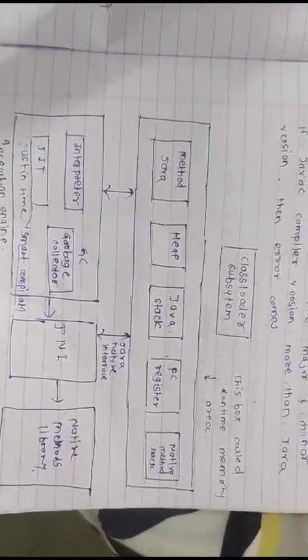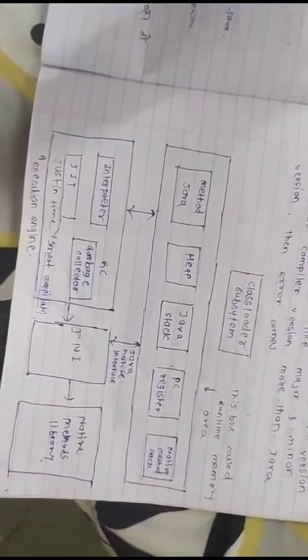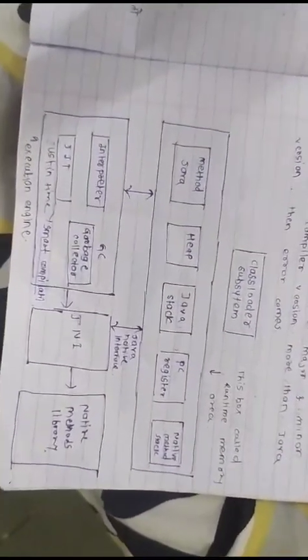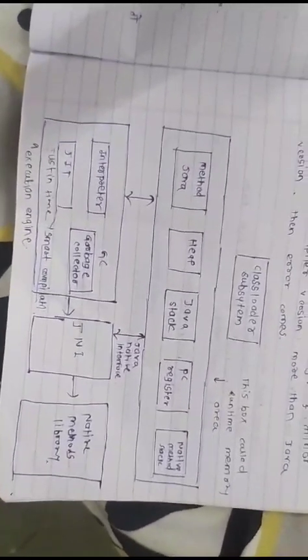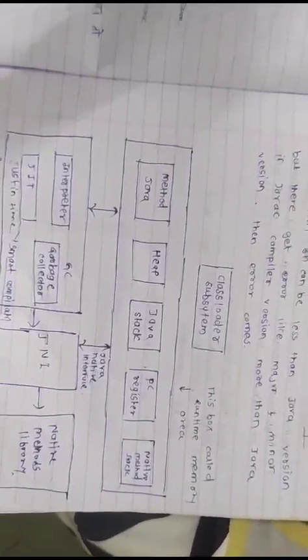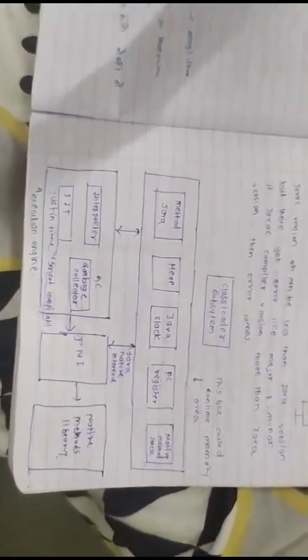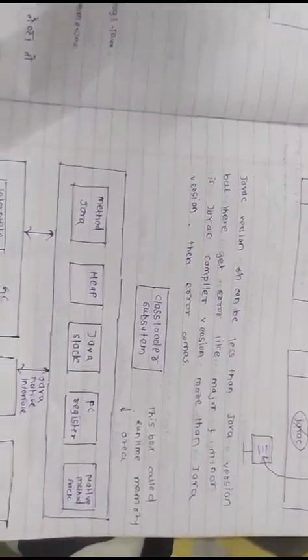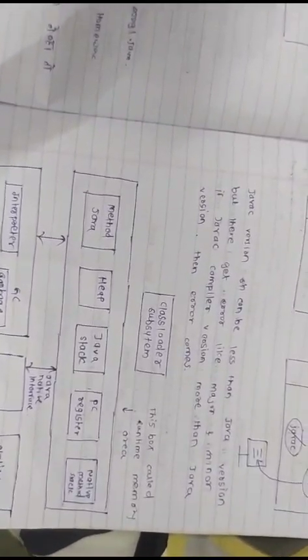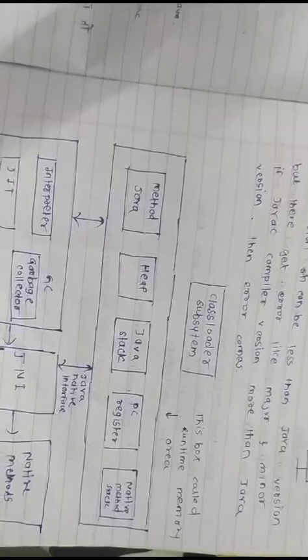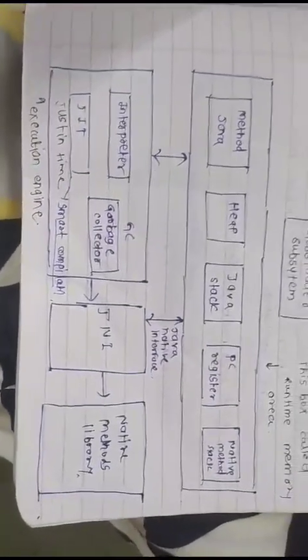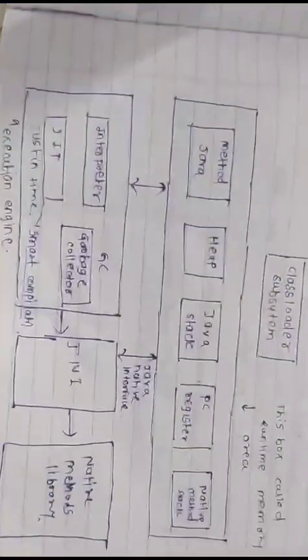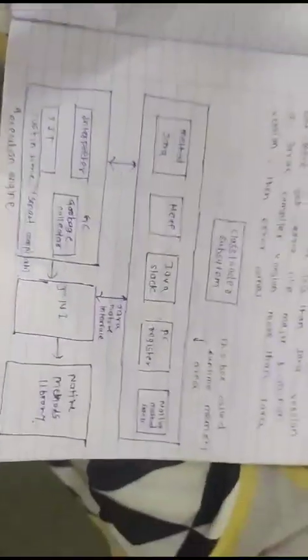There is the garbage collector. Garbage collector is used for removing the unwanted or unlinked parts on the heap section. This is useful for removing the unwanted parts on the heap section, and also increases the memory efficiency of our system. Interpreter will interpret the code, and there is a JIT which is used to increase the performance of the system.